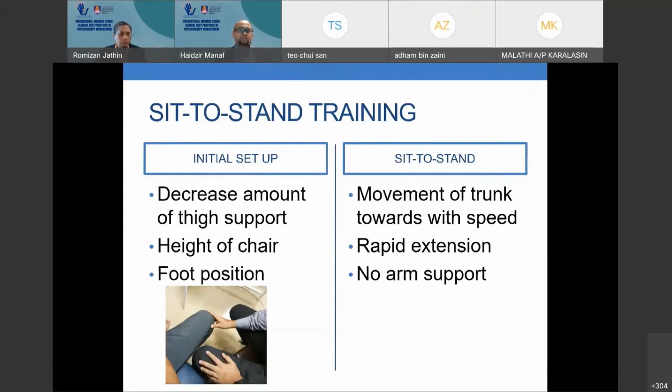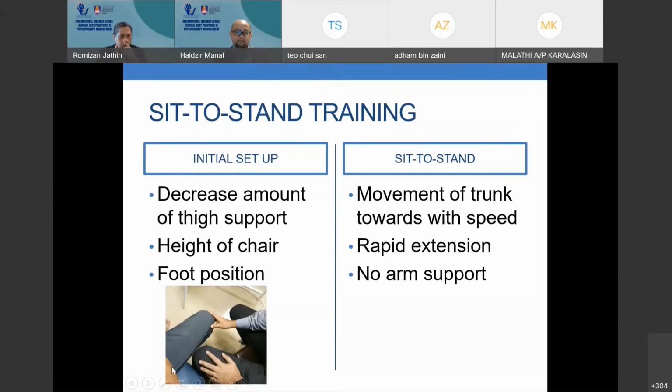For sit to stand training, before you start, this is what I call a recipe. You can think about it before you start sit to stand training. Number 1, as the initial setup: how much support do you want to give the patient to start off? For example, in the early stage of rehabilitation, you can start with a high amount of thigh support.